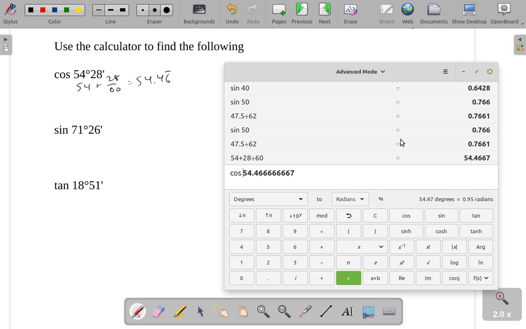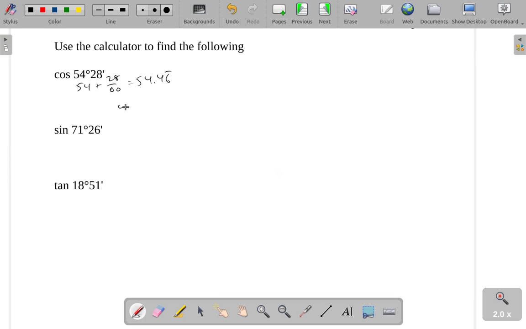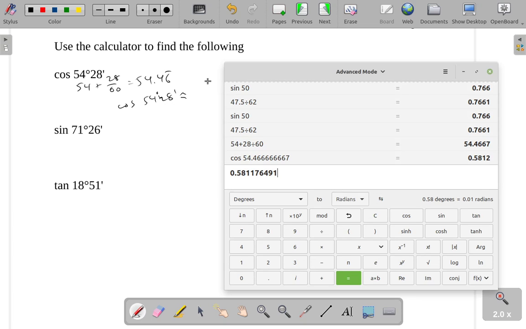So cosine of this angle gives me 0.5811. I'll call it 0.581. So the cosine of 54 degrees, 28 minutes is approximately 0.581.